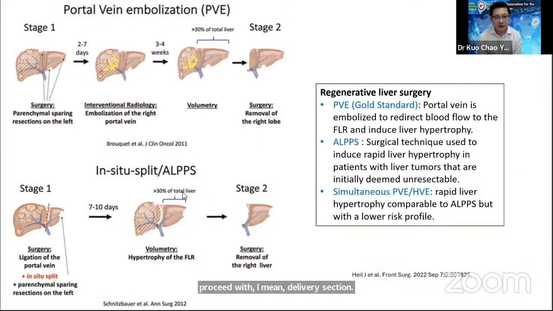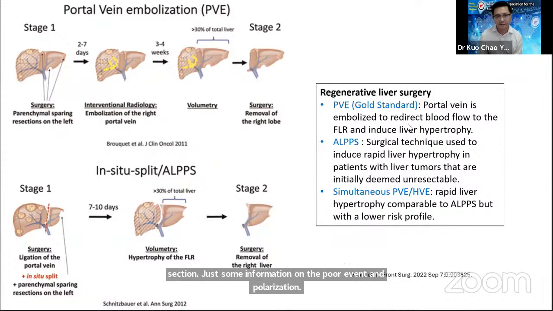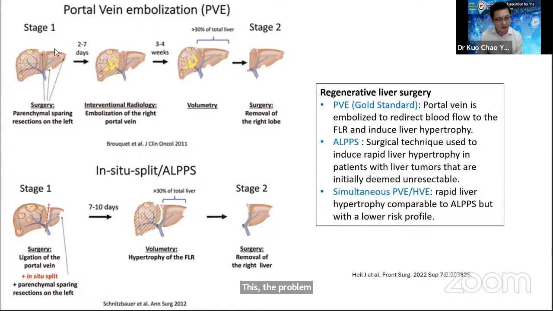Just some information on the portal vein embolization. The portal vein is embolized to redirect the blood flow to the left lobe here. This is exactly what happened to our patient. And after 3 to 4 weeks, usually the remaining liver lobe will hypertrophy to more than 30%, while here they embolize it, then they partially treat the tumor.